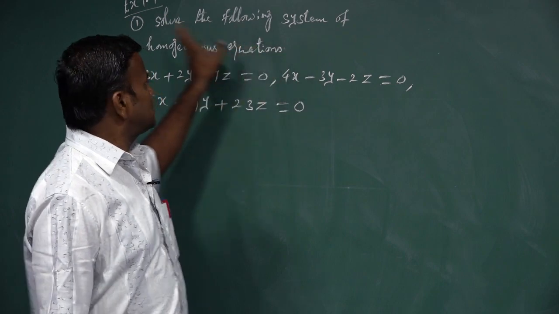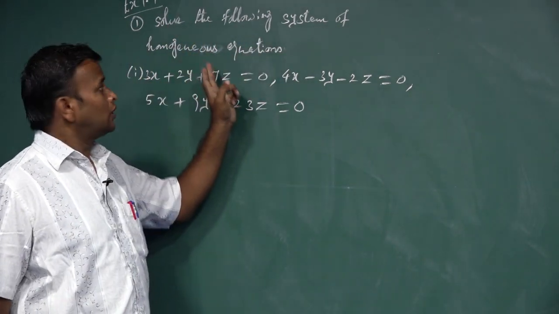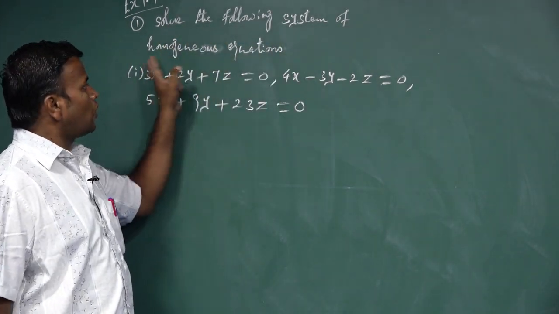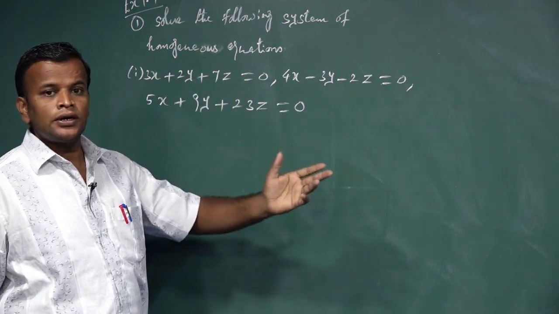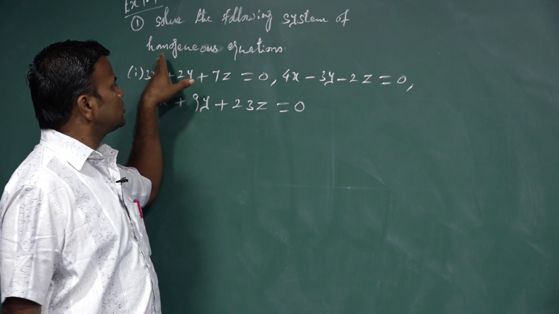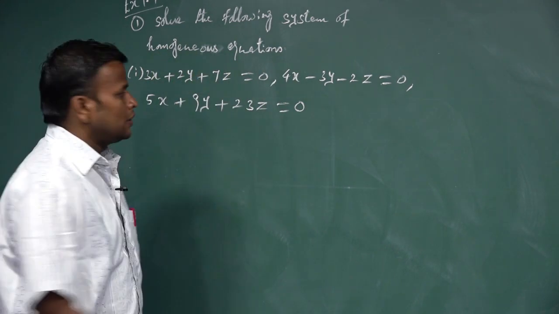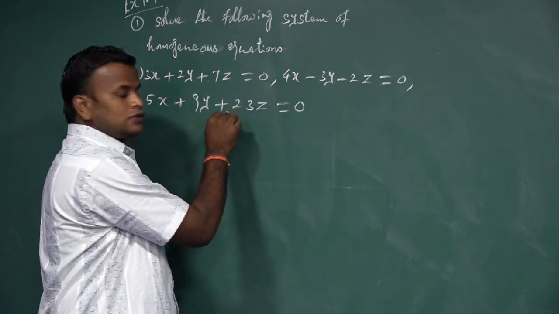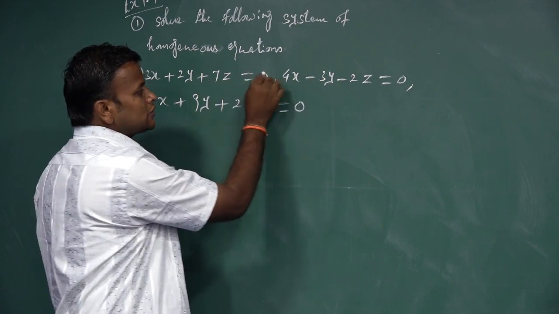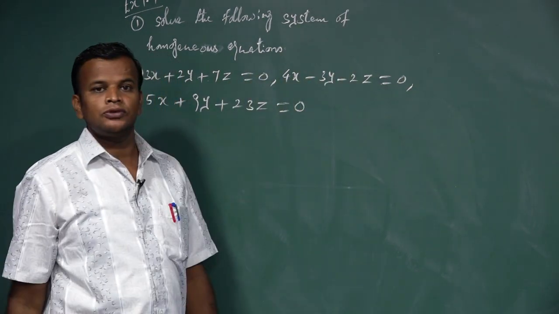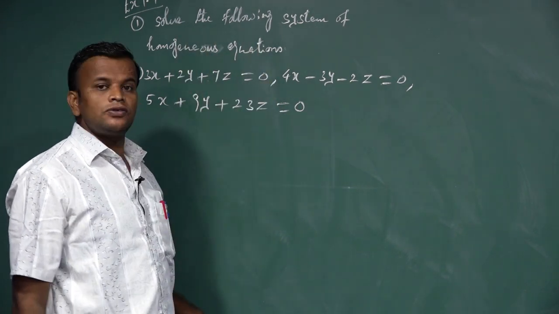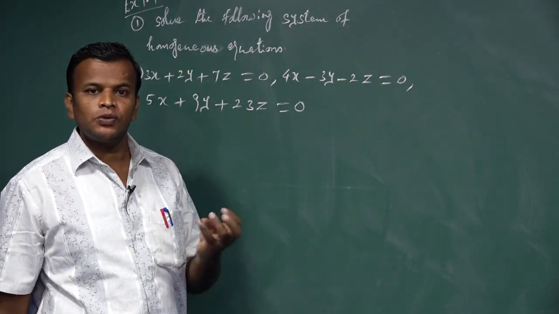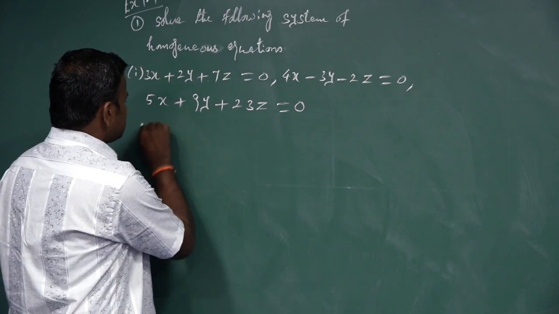Now in 1.7, you see the first question. Solve the following system of homogeneous equations. In one or two questions, the word homogeneous is not given, but in this question the word homogeneous equations is also given. You see 1, 2, 3 equations. In all 3 equations, the RHS is 0. So we say it is a homogeneous equation. Now we solve the homogeneous equation. Solve means to find the values of x, y, z. What is the first step?